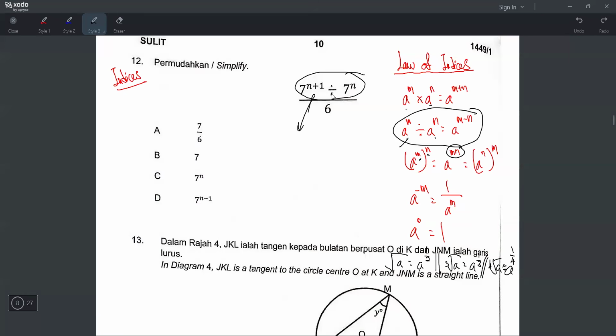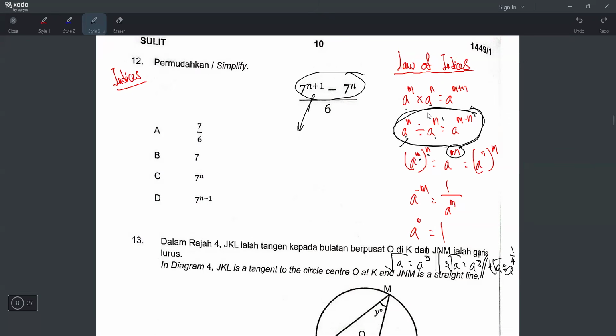Kalau ini bahagi, divide, and you take this power minus this power, and then you bulat A, then correct. But it's not divide, it's minus. So tell me, in the law of indices, ada tak formula yang tolak punya? Tak ada kan? Dia hanya ada darab bahagi saja. Right? So what you have to do now? You have to use this formula also, but you have to do it in reverse.